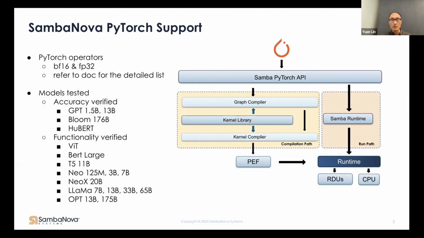A lot of these foundation models are very expensive to run and verify. For the other ones, we have run them and verified components of them, but we have never run them with a real data set or real checkpoints. This is what we call functionally verified. In this bucket, we have ViT, T5, NeoX, Llama, and OPT.